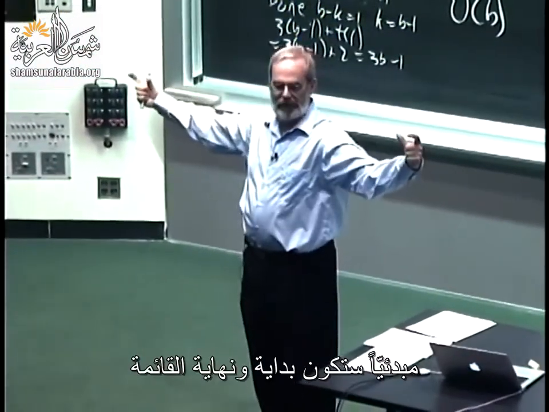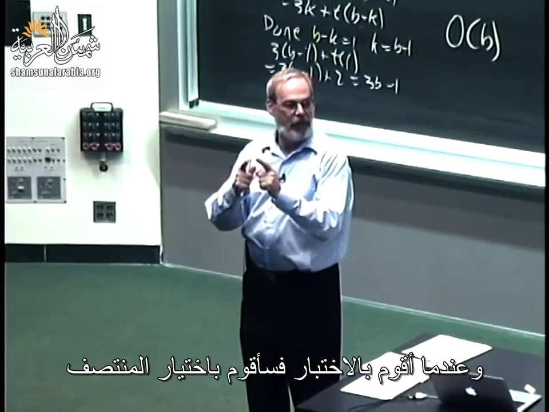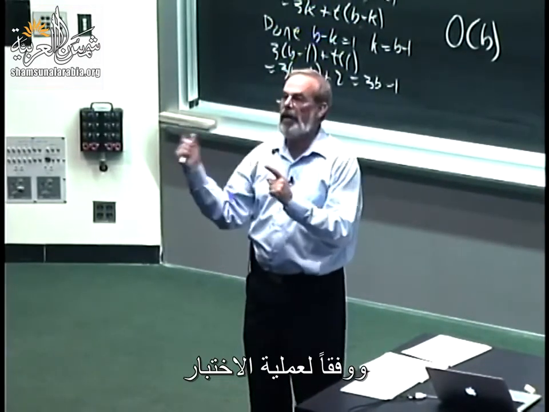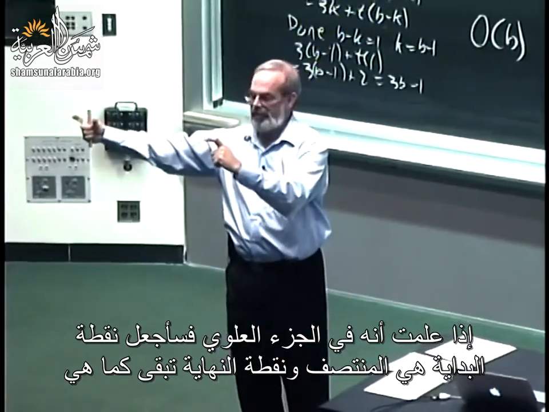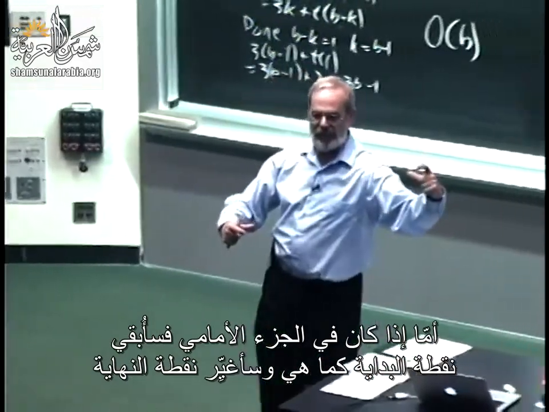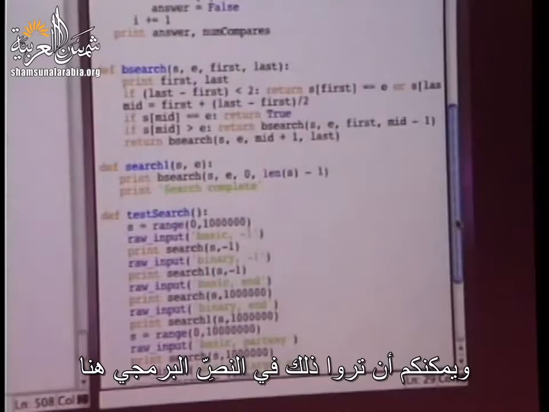Initially, it's the beginning and the end of it. And when I do this test, what I'm going to do is pick the middle spot. Depending on the test, if I know it's in the upper half, I'm going to set my start at the midpoint and the end stays the same. If it's in the front half, I'm going to keep the front the same, and I'm going to change my end point. And you can see that in this code here, right?